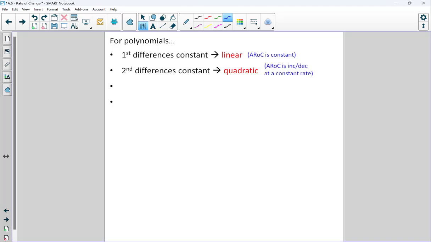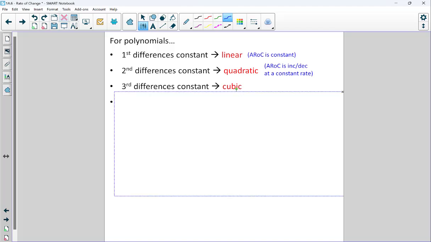Quadratic, the average rate of change is increasing or decreasing at a constant rate. That's what a quadratic function is, that it's increasing or decreasing at a constant rate. This pattern continues to hold true. If you go to the third differences and those are constant, it's cubic, and so on and so forth.